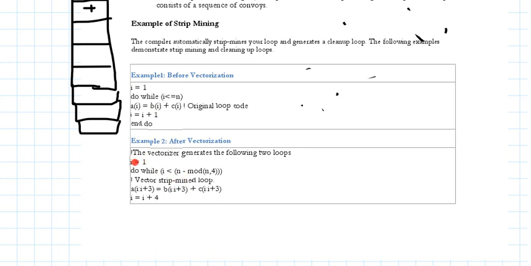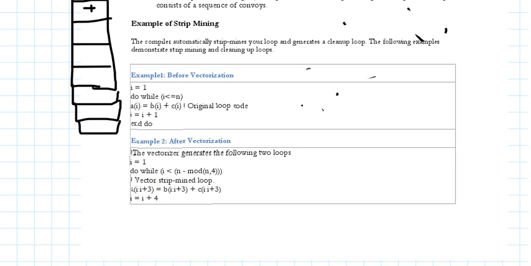Again you have initialized I to 1. Then in the do while loop, you are checking I against n minus n mod 4. Why? Because in this case you are incrementing I by 4 rather than 1, and you are generating code which can add 4 successive numbers in a single go.